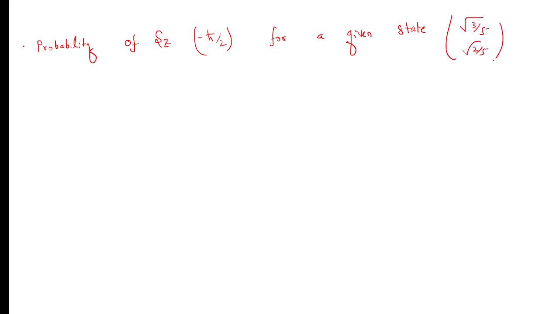The next question says the probability of Z, that is, eigenvalue having eigenvalue h cut by 2, for a given state is what?